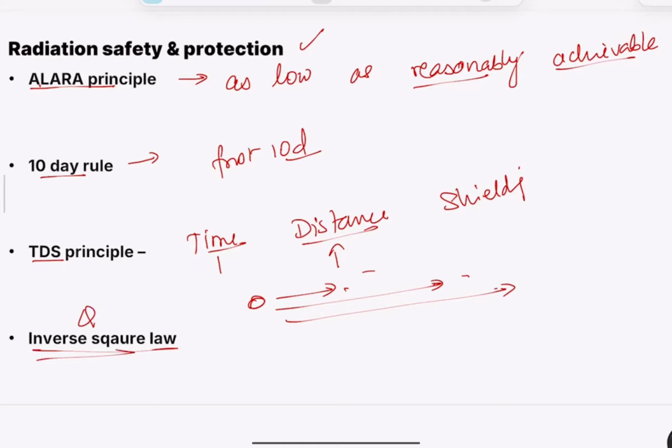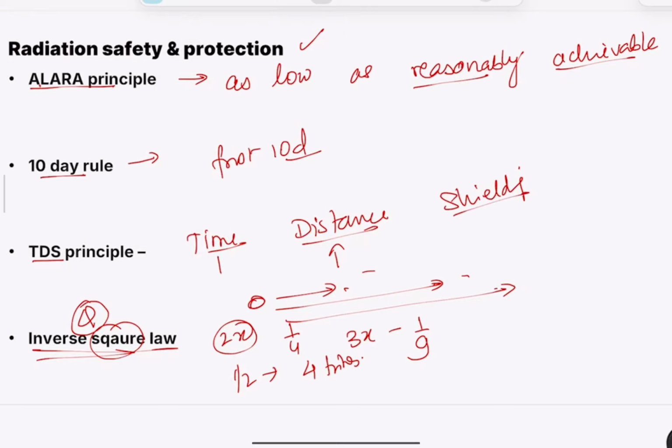There is something called the inverse square law, previously asked. If you increase the distance, the radiation intensity decreases by the square. You 2x the distance, the radiation becomes 1/4. You 3x the distance, the radiation becomes 1/9. You halve the distance, the radiation becomes 4 times. So that is the inverse square law.